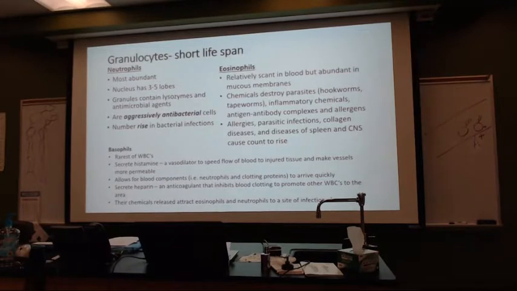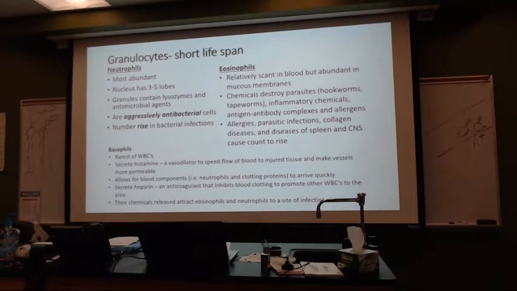A neutrophil is aggressive. First of all, it's the one that's in the highest number, and yes, they are very aggressive against bacteria. Wait a minute. Is that the only thing that I can get invaded by? This is why we have all the other ones. So neutrophils are against bacteria.